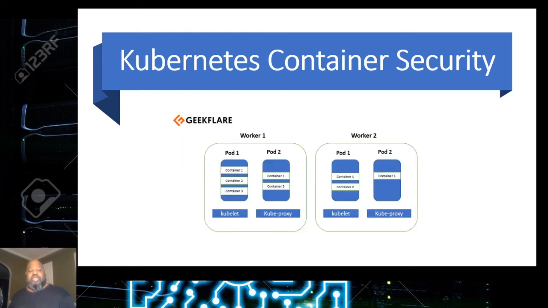Here it shows you the worker nodes, and inside the worker you have pods, and in those pods you can have multiple containers. These are the configuration files at the bottom, Kubernetes, kube-proxy. Those handle the orchestration between those pods and that worker.